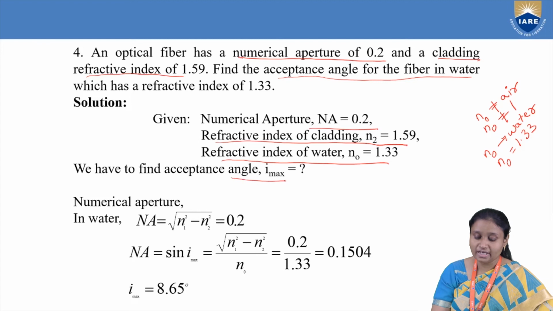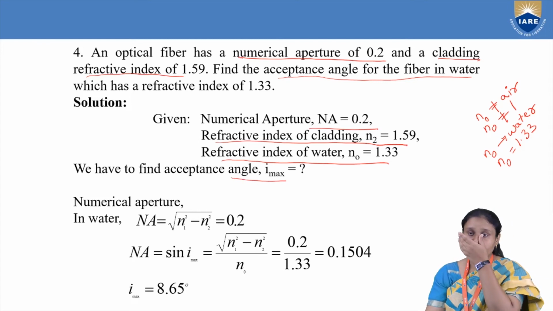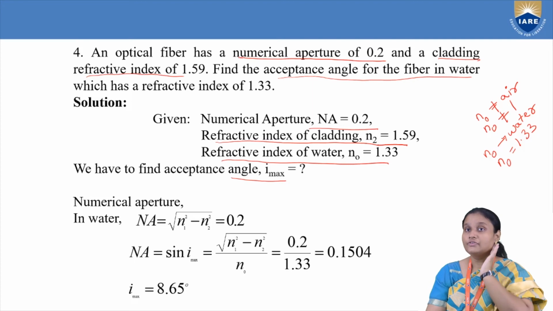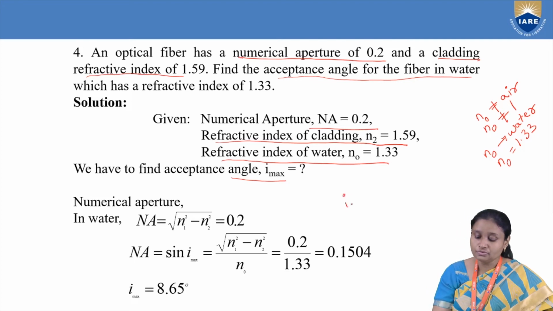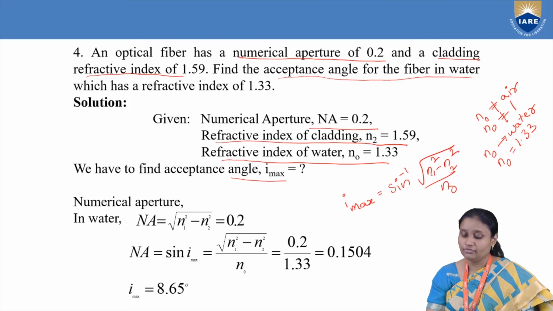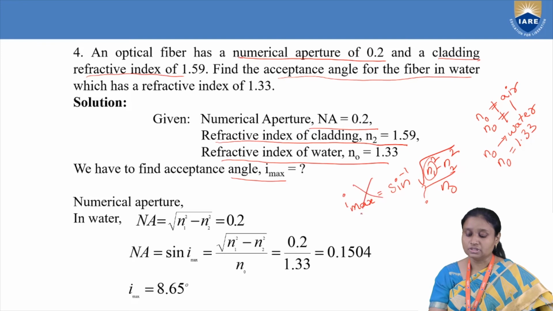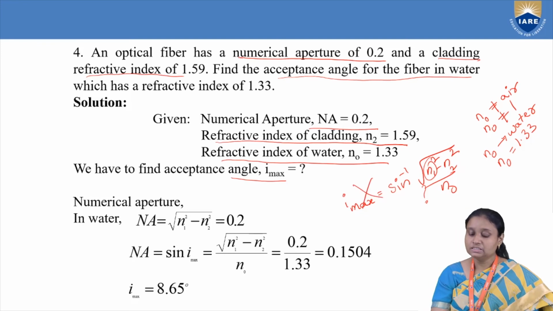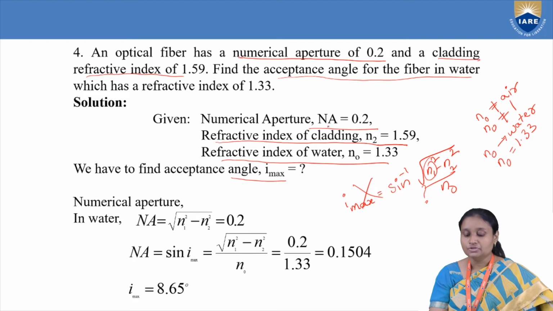And what is he asking us to find? Acceptance angle. Okay, we don't know the value of n1. If we know the value of the refractive index of core, then what is the formula which we have used in order to find the acceptance angle? The formula is sine inverse of square root of n1 square minus n2 square, divided by n0. What is missing? n1, we don't know. n2 is given, n0 is given. Because we don't know n1, we cannot use this formula. So what we have to do, what is the data given? Numerical aperture. Okay. So using this numerical aperture, we can find the acceptance angle.